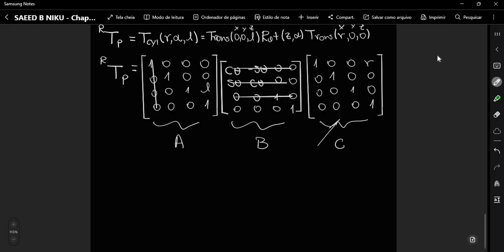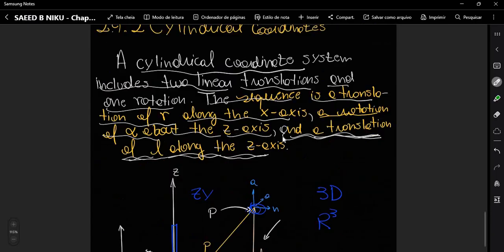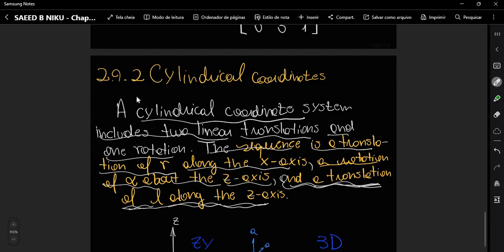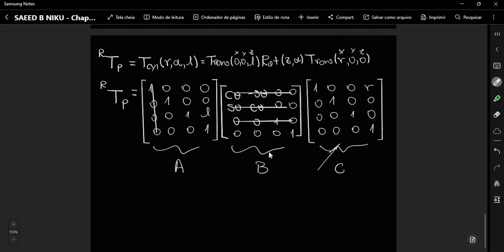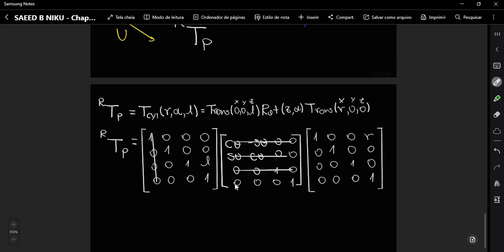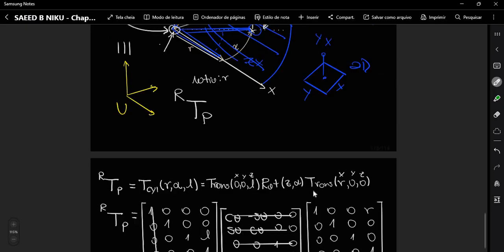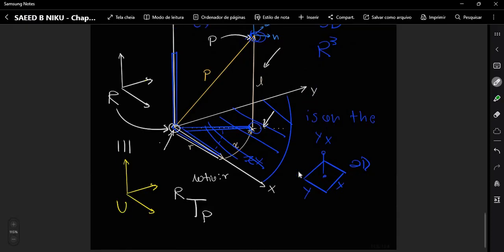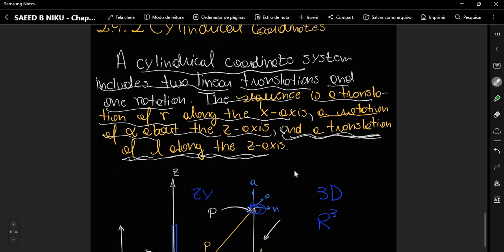So this is from topic 2.9.2, which is cylindrical coordinates. Before we start, let's remember where all these matrices come from, which is of course the definition of these transformations. So let's read the example again and also remember some concepts.